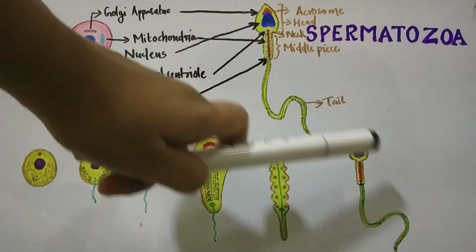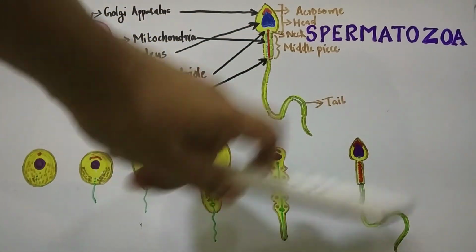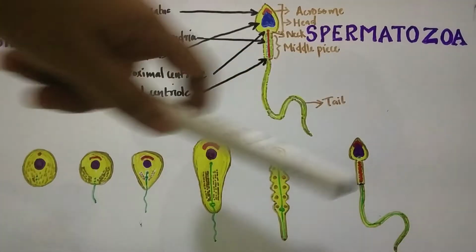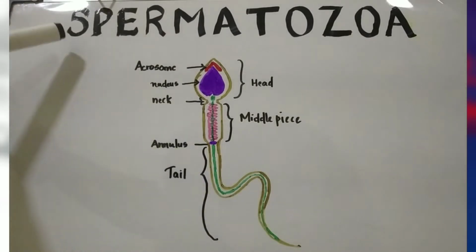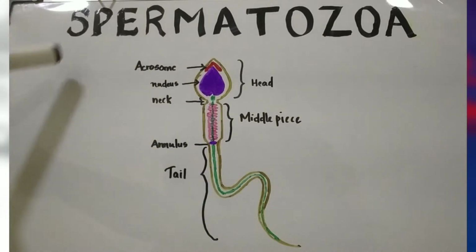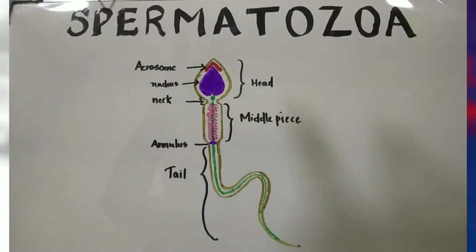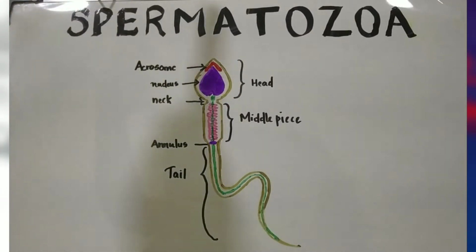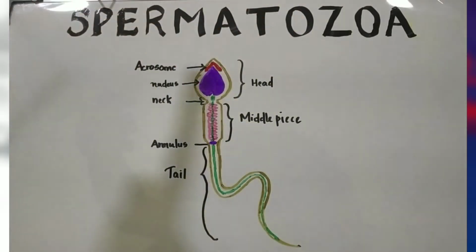So here you can see every part of the spermatozoa, that is the head, the neck, the middle piece and the tail. So these are the stages when a spermatid is converting into a spermatozoa. So now we will discuss the structure of a spermatozoa. When a spermatid is converting into a spermatozoa, it is immature, that is it is immobile, and further changes only take place within the epididymis, and after that the spermatozoa becomes a mature mobile spermatozoa.